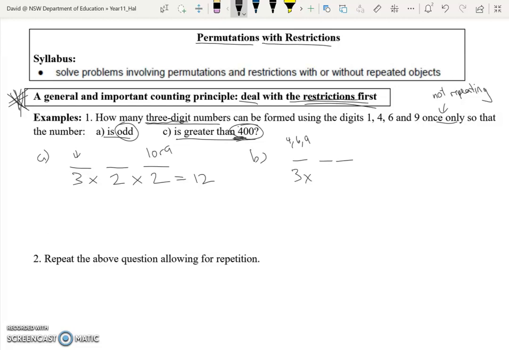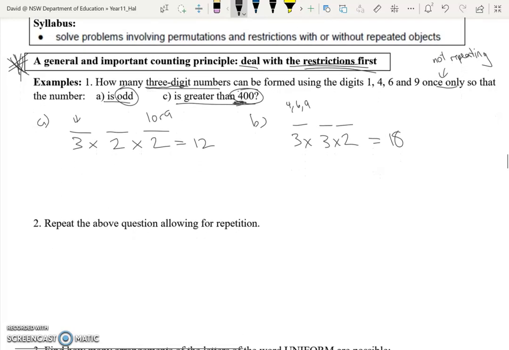Then I've filled out that spot. So that one spot's gone. How many numbers will I have left? I'll have 3 digits left. And that can go there. And then I'll have one less, 2 digits left there. Okay. So that's 18. Notice we deal with the restriction first.